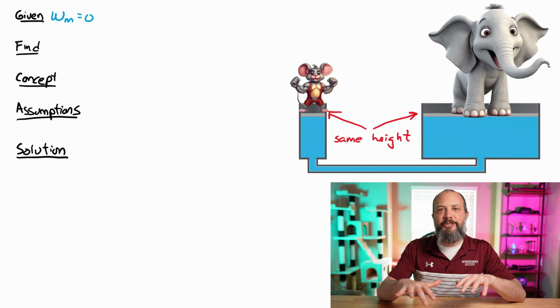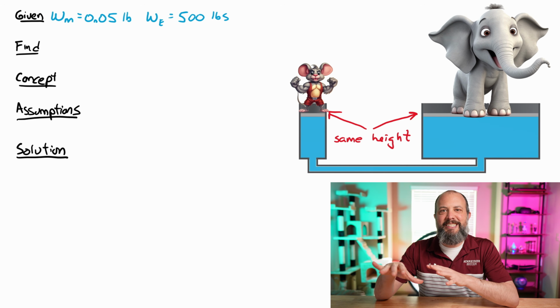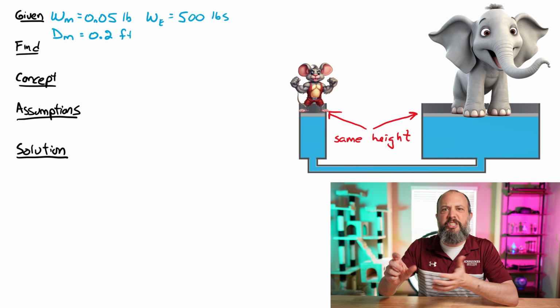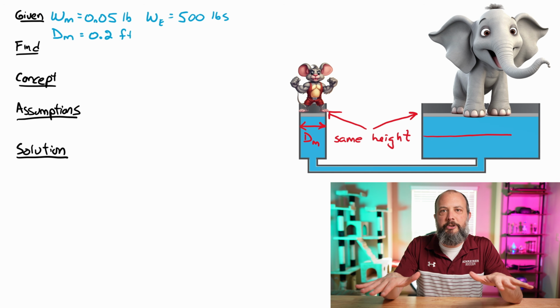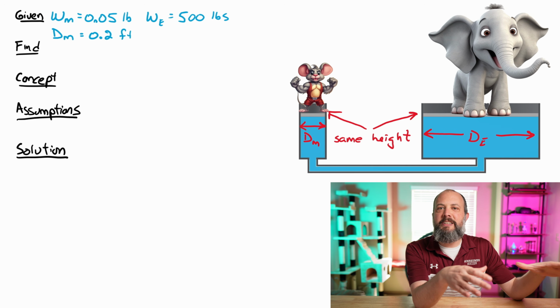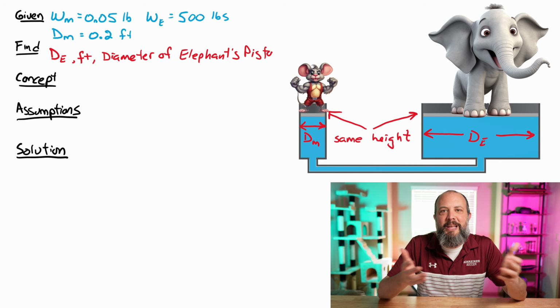So let's put some numbers to this and let's see how our strong mouse can do. Suppose our mouse is 0.05 pounds and the baby elephant is 500 pounds on the other side. The mouse's piston has a diameter of 0.2 feet, just a couple inches. We'll assume that they're actually at the same height for this first example. What we want to find is how big of a diameter the elephant's piston needs to be in order for the mouse to be able to balance him.